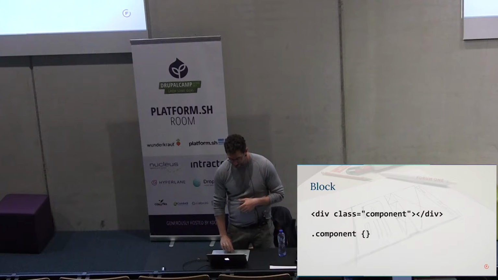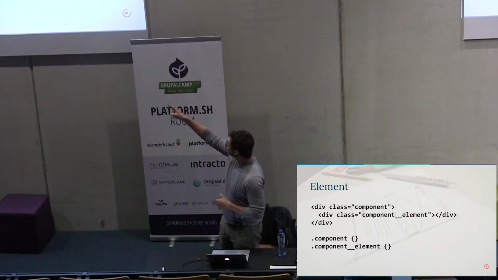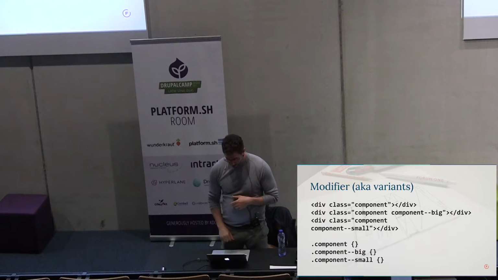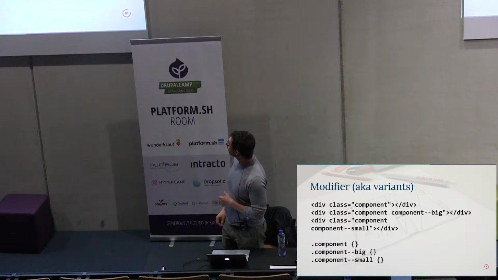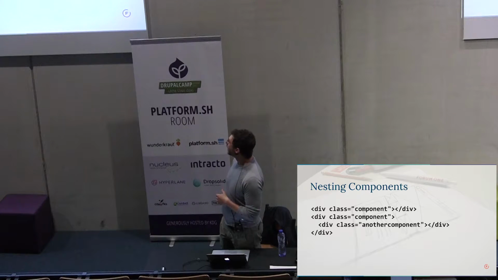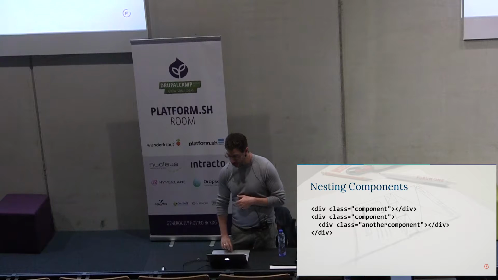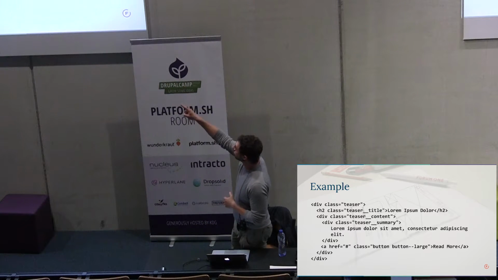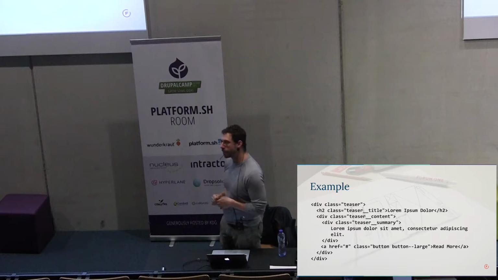Here's the basic block. Here's what an element looks like. There's the HTML versus the CSS. Here's the variants. That's what that would look like. You can nest components, as a better example of that right there. So if you had a teaser title, teaser content, teaser summary inside, and inside of teaser content you have teaser summary and a button, a large button in fact. Any questions about any of this so far?